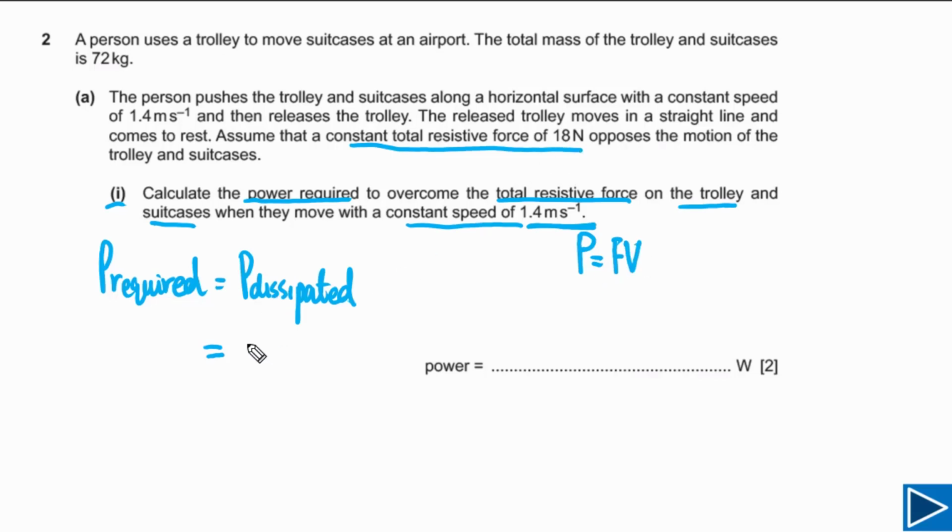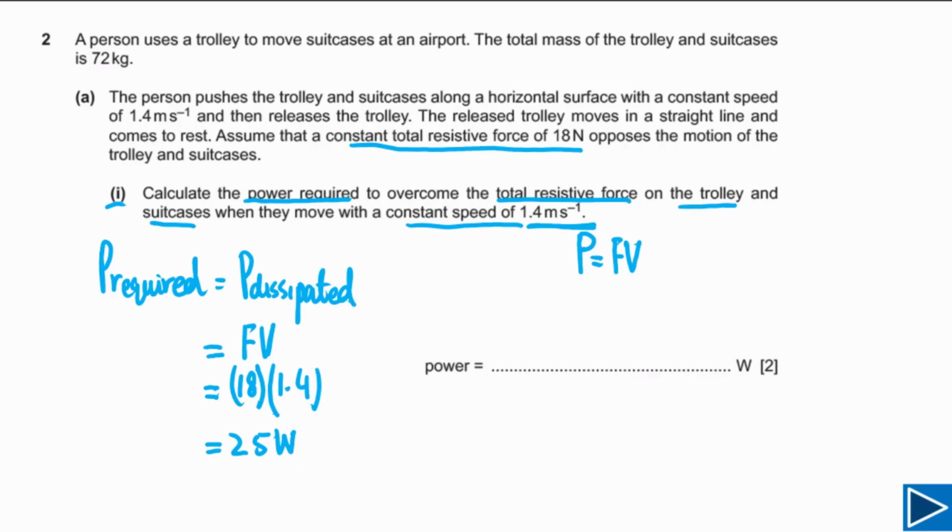In this case, force is equal to 18 Newton. We can write this formula again here. This is only true if the force is constant and speed is constant. Here it is given to us F is equal to 18 Newtons and it is constant, and the speed of the trolley is also constant. Now if we simply multiply this, our final answer will be equal to 25 watts.